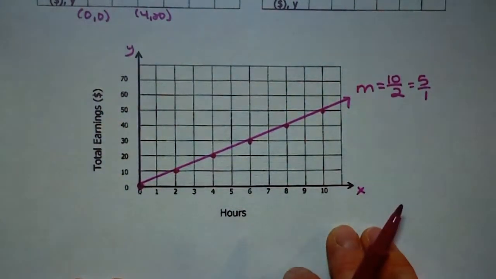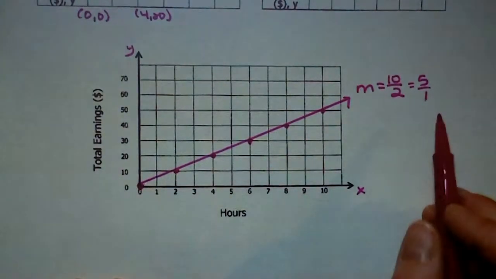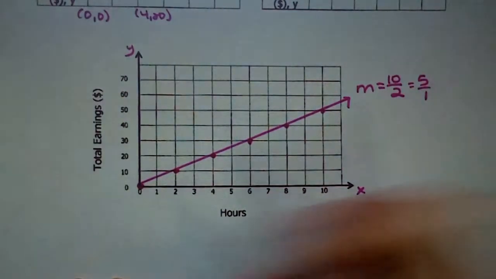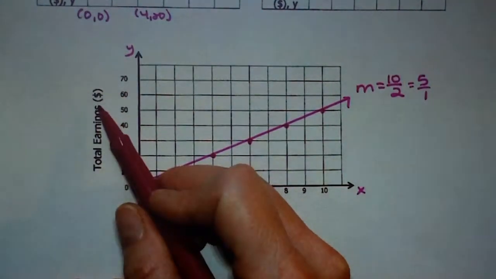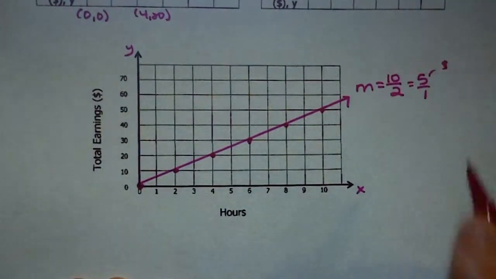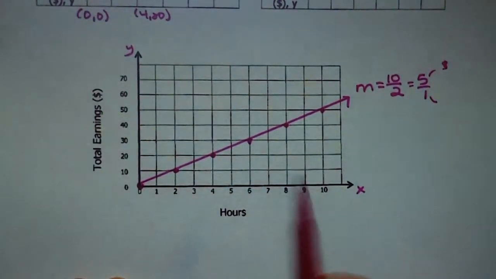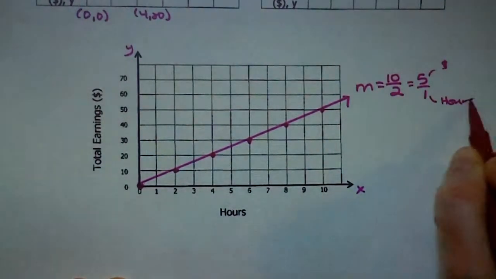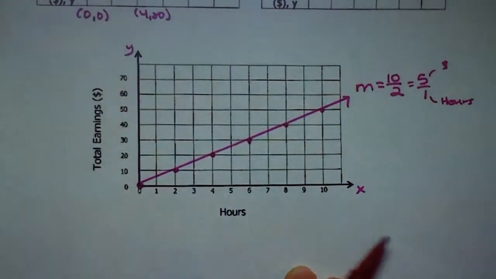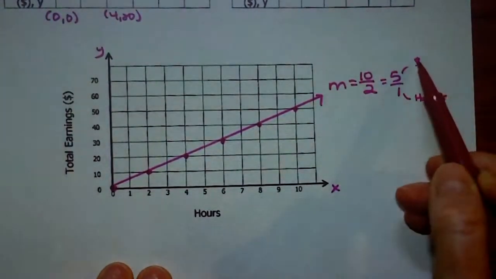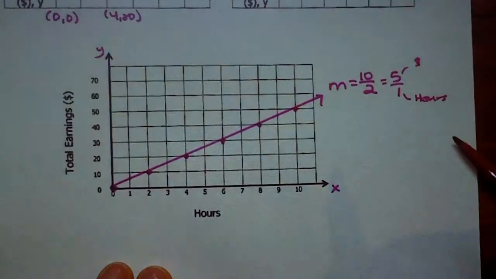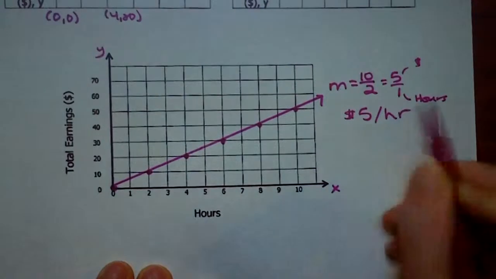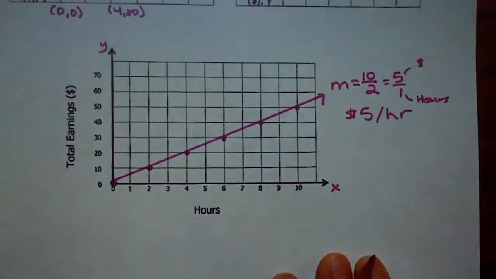Number 3 asks, what does that slope represent? So let's put some meaning behind it. This 5 is our change in y, right? And our change in y, the y-axis, is money. This number down here represents our change in x, and the x-axis is hours. So if we're trying to figure out what this means, $5 per 1 hour. We just found a unit rate. So it means $5 per hour. All right, so that's how much you're making.